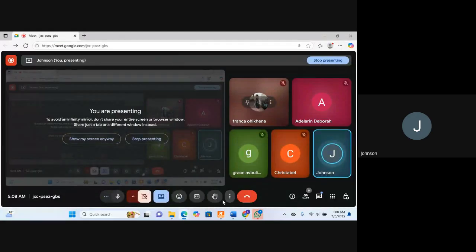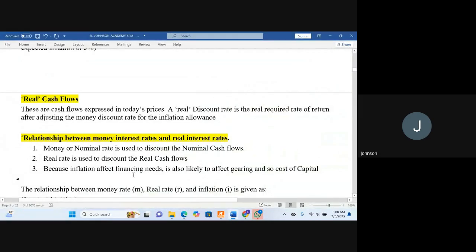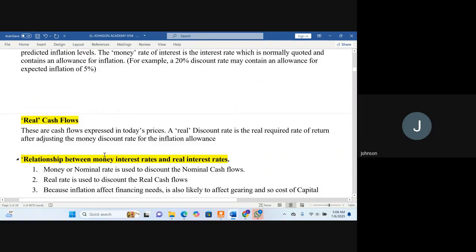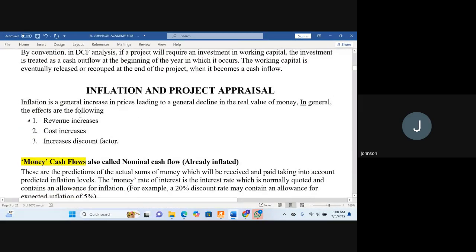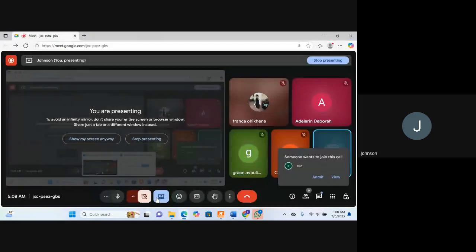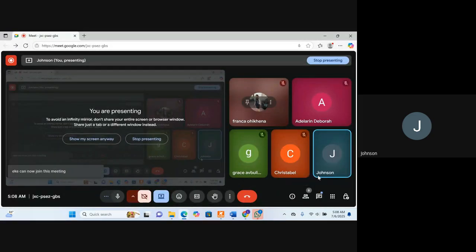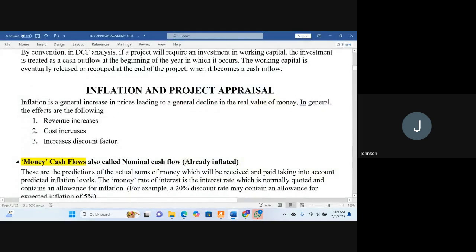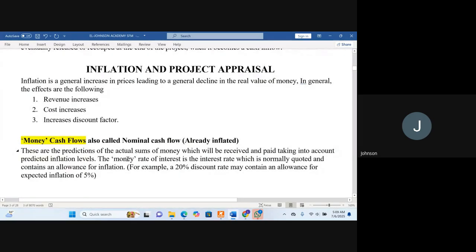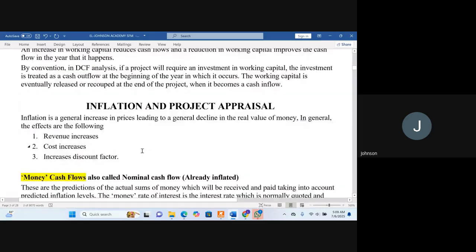Somebody wants to join. Okay, I can't see the person. So let's look at it now. Where is that place? Okay, where is the place? Is it inflation? So when they say that something is in real price term, I need to check. There's a place that they said it here. We have a money term, and okay, let's check.